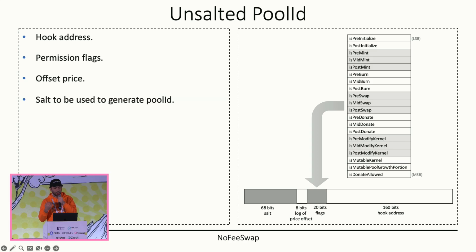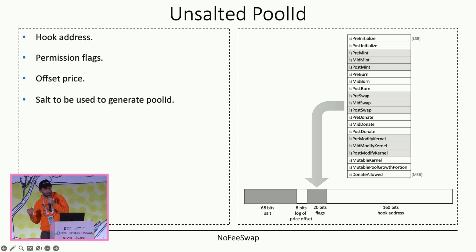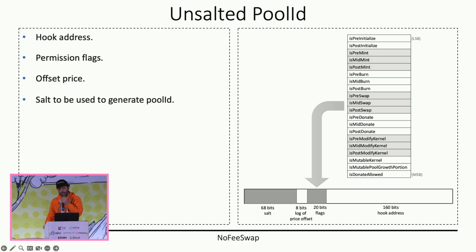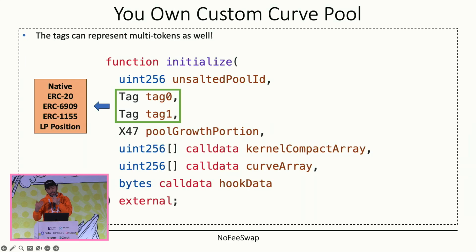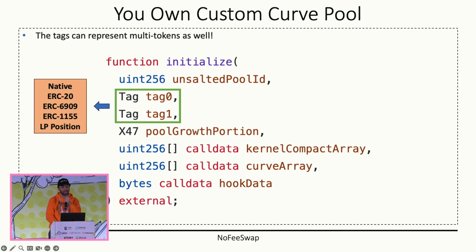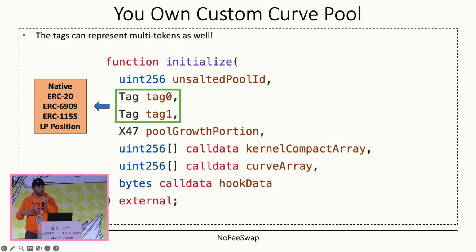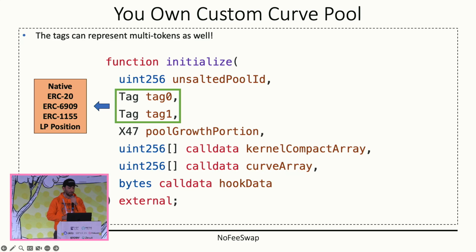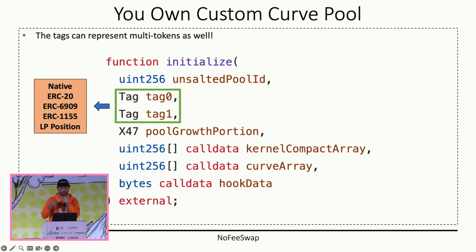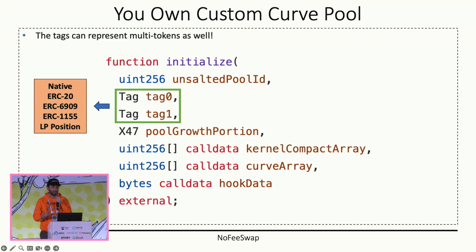Lastly, we have the most significant 68 bits, which would allow people to mine a good-looking deterministic pool ID. It is kind of like the create2 EVM opcode. Tag 0 and tag 1 can represent native ERC20, ERC6909, or ERC1155 tokens. They can even represent NoFeeSwap LP positions.